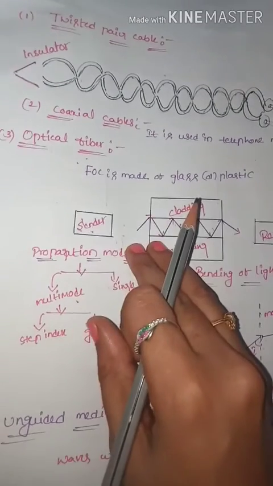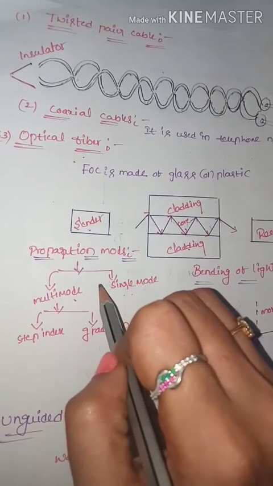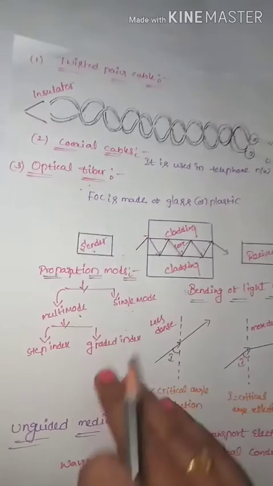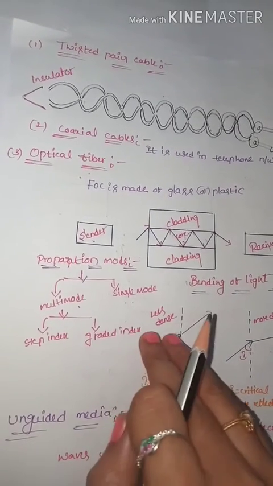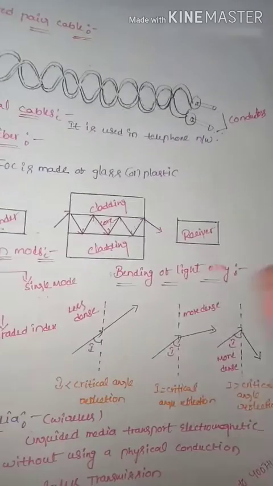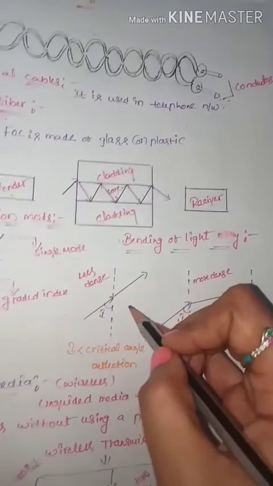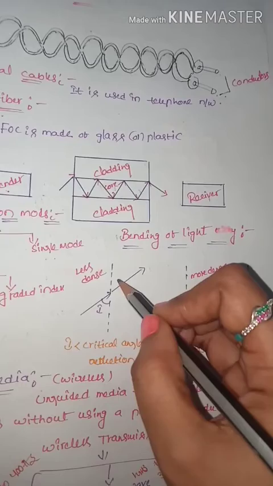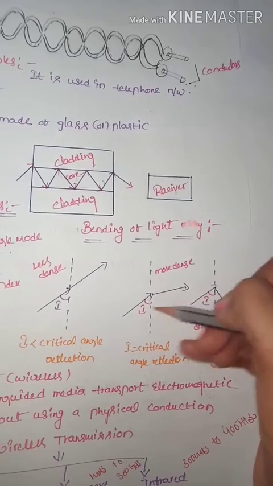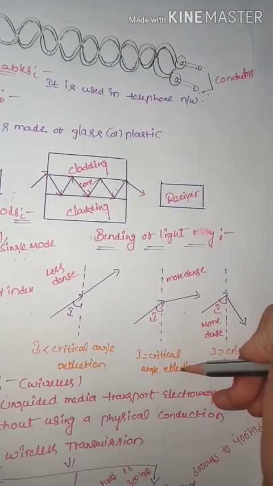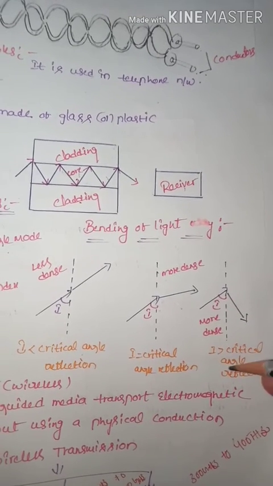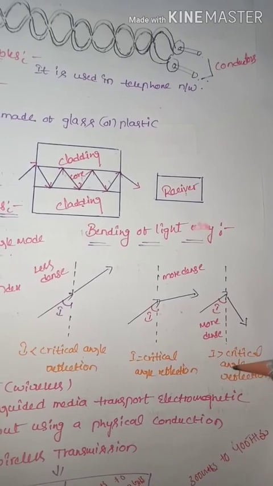There are two types of propagation modes of optical fibers, namely multimode and single mode. Multimode is again categorized into two types: step index and graded index. Regarding the bending of light in optical fibers, see here: this figure shows the less dense medium, where the angle I is greater than the critical angle, giving reflection. This figure shows the more dense medium, where I equals the critical angle. And the final figure shows the more dense medium, where I is greater than the critical angle, giving reflection.